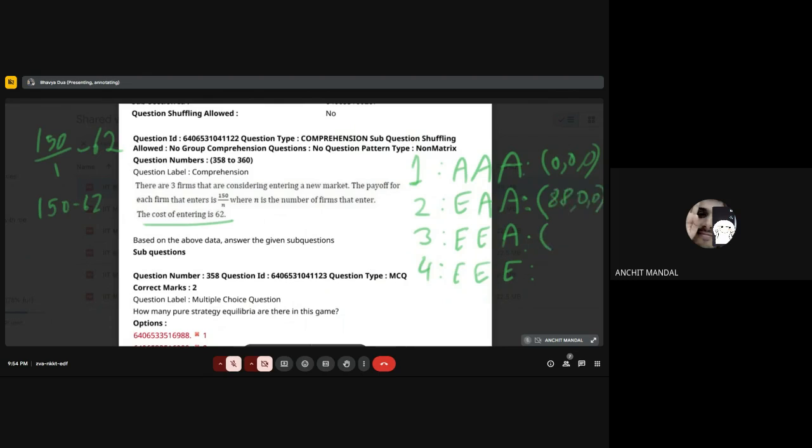When 2 firms enter, it is going to be 75 minus 62. That is 13. So these 2 firms get 13, 13, and the last one is still avoiding, so it gets 0. What if all 3 enter? 50 minus 62 is minus 12.